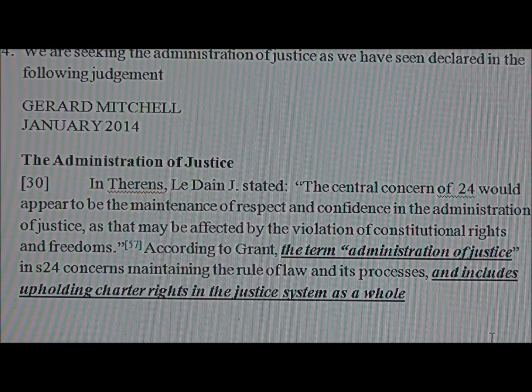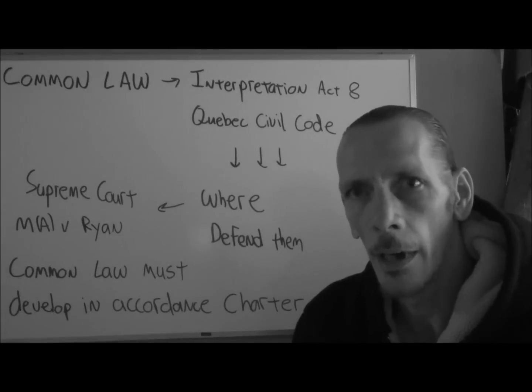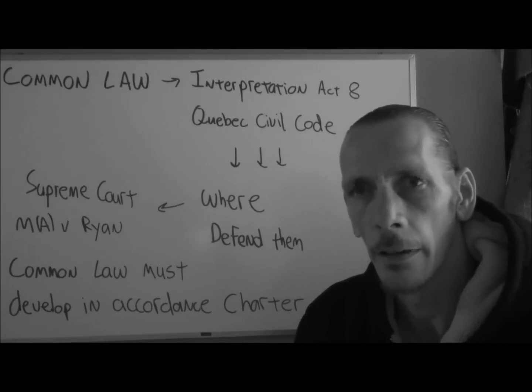So when you use the term, I'm seeking the administration of justice, what you are saying is you are seeking to uphold your charter rights within the justice system. You are seeking to uphold your common law rights within the judiciary. As we know, common law does indeed exist in Canada.